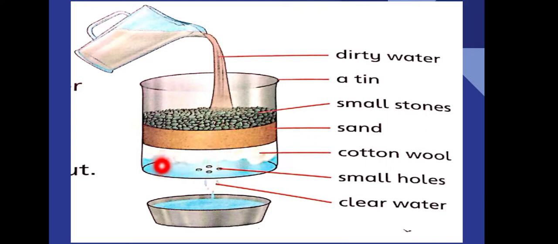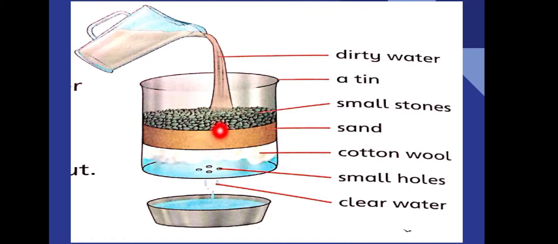First of all, we will put a simple cotton layer at the bottom of the tin. After that, we will make a layer of sand, and at the top we will put some small stones in a layer. This is the simplest filter which we can use to make our water clean. And when we put some dirty water in this beaker, we can see that some dirt will remain with the stones and then with the sand, and the leftover will remain in the cotton layer. And after that, at the end, we can get clean water.